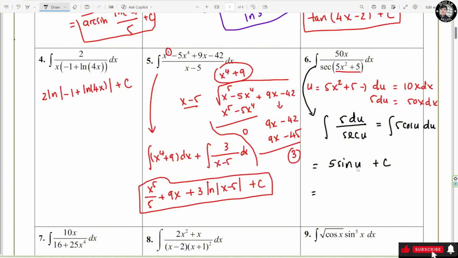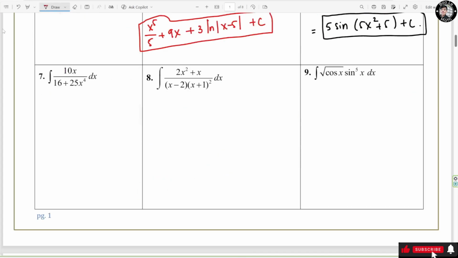And u equals this one right here. So you have 5 sine of 5s squared plus 5, plus c, right? Now let's move on to question 7. Now remember we have the formula: the antiderivative of du over a squared plus u squared equals 1 over a arctangent of u over a plus c, right?